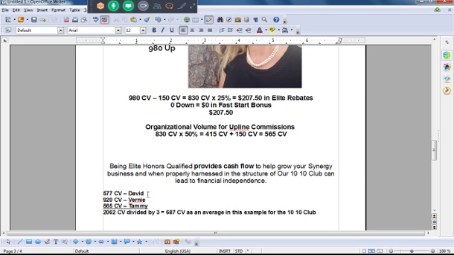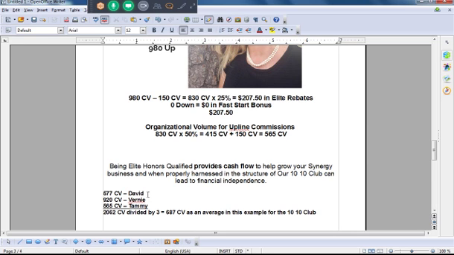The key is to always help that person understand how to be Elite Honors Qualified and then teach that concept down through their organization in the structure of the 1010 Club. So what's our first goal of the 1010 Club? First, personally be Elite Honors Qualified. All right, the 3 people that I've showed you are now consistently Elite Honors Qualified each and every month.